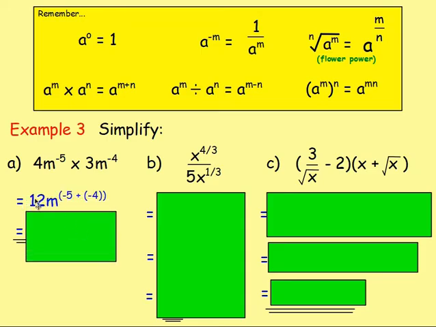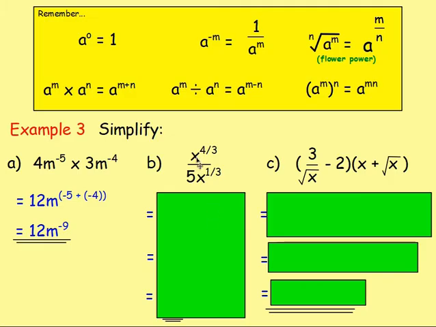Good. So you'd have 12 coming from the 3 times 4, and it's m to the power of negative 5 add negative 4. And we all know negative 5 add negative 4 is negative 9. Good. So that would be your answer. You could go on with that and write it as 12 over m to the power of 9, or you could leave it as that. Just look at what the question is asking you for.